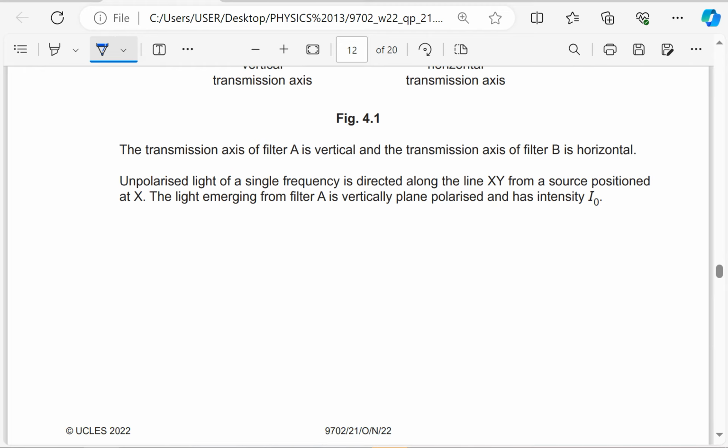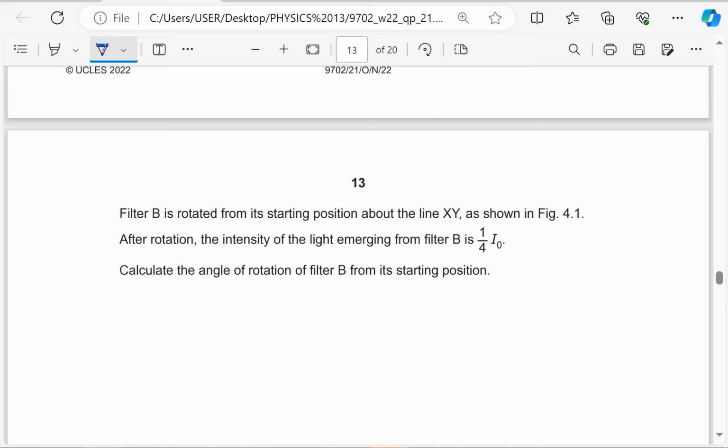Unpolarized light of a single frequency is directed along the line XY from a source positioned at X. The light emerging from filter A is vertically plane polarized and has intensity I naught. Filter B is rotated from its position about XY as shown in figure 4.1. After rotation, the intensity of the light emerging from filter B is a quarter of I naught. Let's see which angle gives a quarter of I naught. Calculate the angle of rotation of filter B from its starting position.